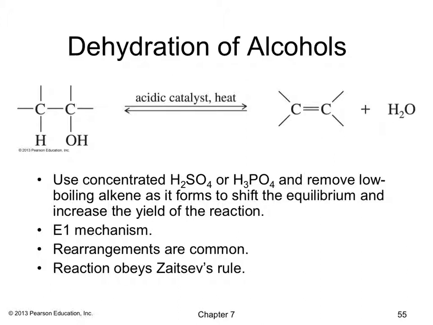Dehydration of alcohols. You can take an alcohol and, under acidic catalysts and heat, generate the alkene and water. In general, in order to do dehydration of alcohol, you use concentrated H2SO4 or H3PO4 and remove the low boiling alkene as it forms to shift the equilibrium, because this is under equilibrium conditions, so that you can increase the yield of the reaction. It is an E1 mechanism and rearrangements are common. This reaction obeys the Zaitsev rule.